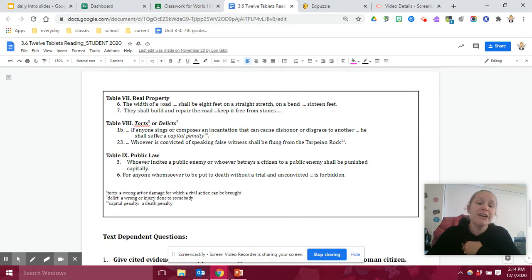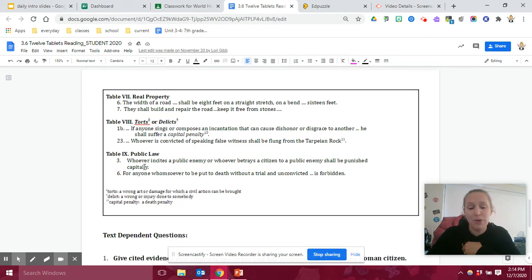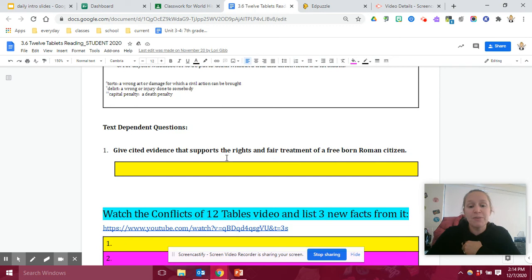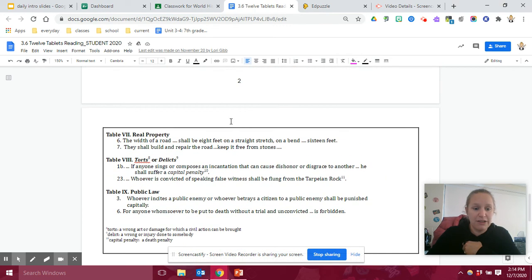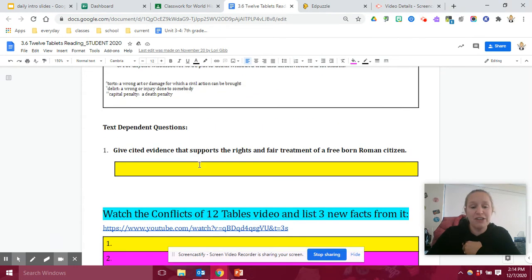You're going to go down here and read the 7th, 8th, and looks like the 9th table. You're going to give evidence that supports the rights and fair treatment of a free-born Roman citizen. So you're going to look in here and find your evidence to support how free-born Roman citizens are treated fairly.